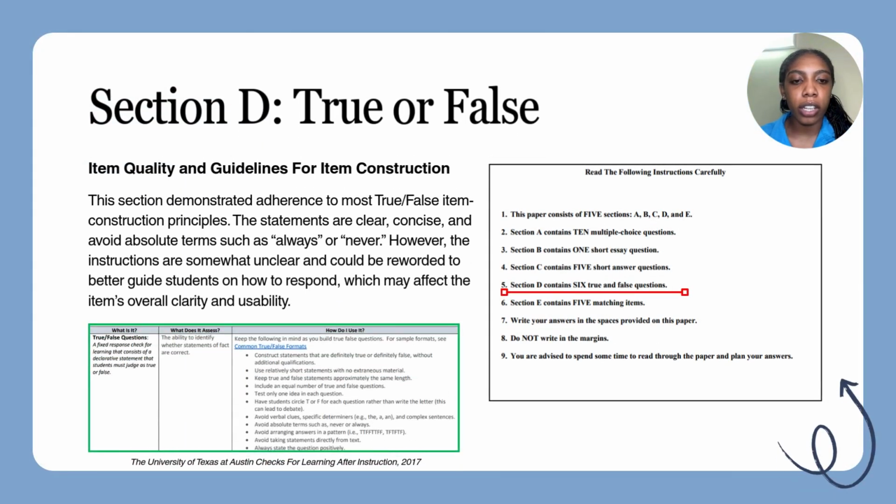Now for section D, the true or false section, this section demonstrates adherence to most true or false item construction principles. The statements are clear, concise, and avoid absolute terms such as always or never. However, the instructions are somewhat unclear and could be reworded to better guide students on how to respond, which may affect the item's overall quality and usability.